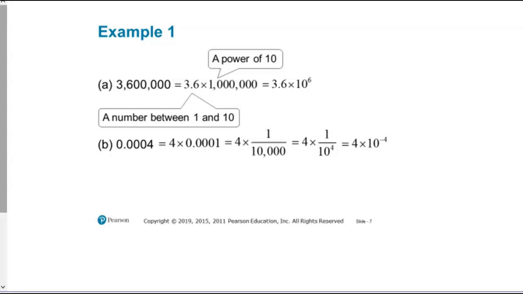So if we have the number 3,600,000, then what we would be able to do is turn this into scientific notation by simply moving the decimal so that we know what we've got. So notice that 3.6 times 10 to the 6th power is 3.6 times a million, which has 6 zeros, which corresponds with where we're at over here on the power.